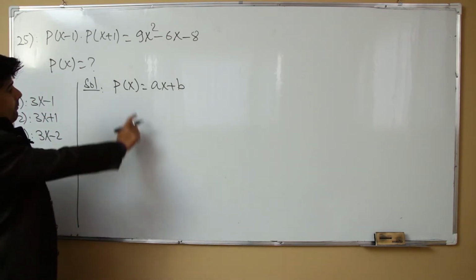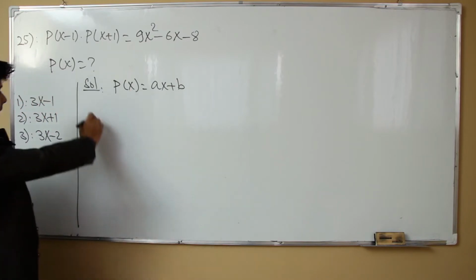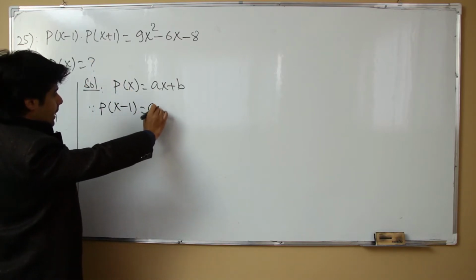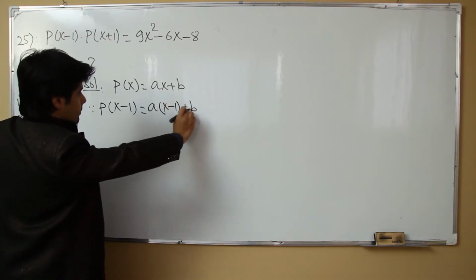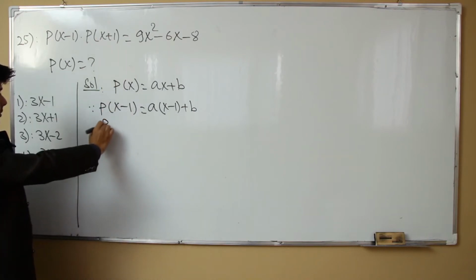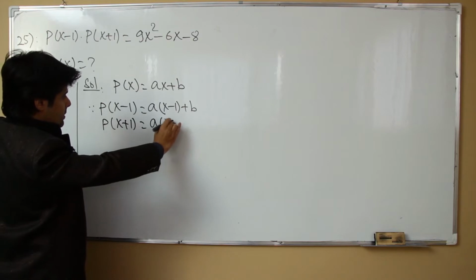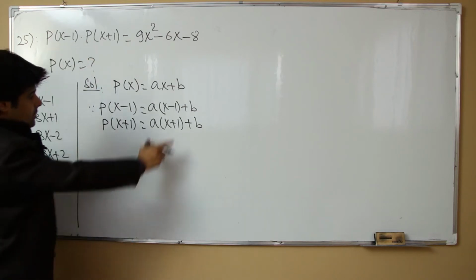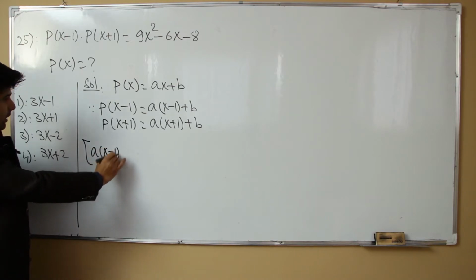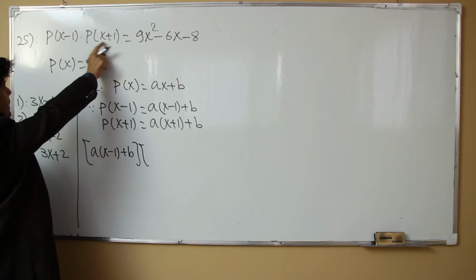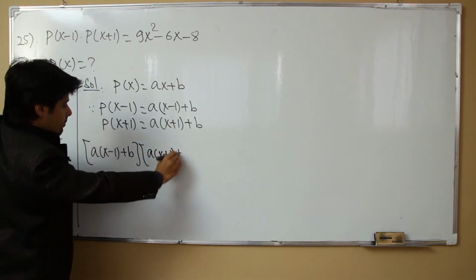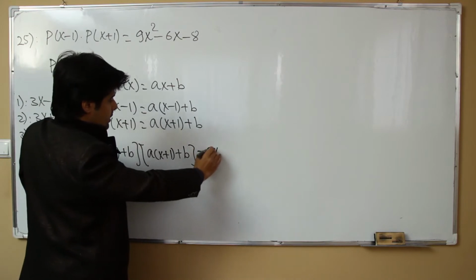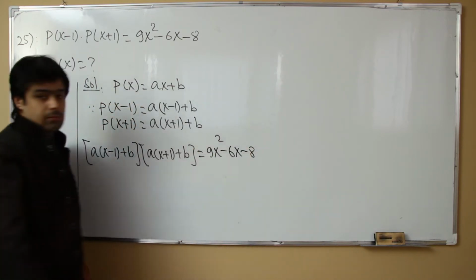Now if the variable is x, it is ax plus b. But if the variable is x minus 1, the polynomial must be like a times (x minus 1) plus b. If the variable is x plus 1, so P(x plus 1) is a times (x plus 1) plus b. Now these are in multiplication. Instead of P(x minus 1), this is a times (x minus 1) plus b, times P(x plus 1), which is a times (x plus 1) plus b. And this multiplication gives the result 9x squared minus 6x minus 8. I think you have got it.